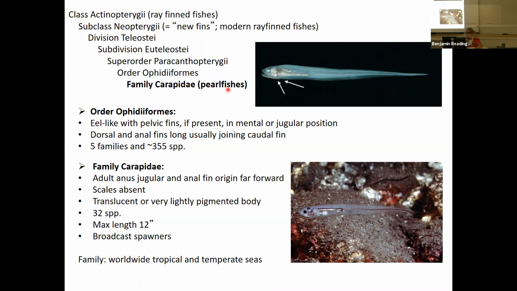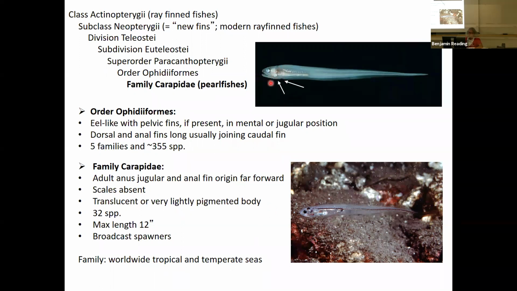So family Carapidae, the pearlfishes. The scales are completely absent on this fish, and they are translucent or very lightly pigmented. So you can see this Carapidae pearlfish here is almost translucent. 32 species, they get to about 12 inches in length. No parental care, they just release their gametes. External fertilization occurs outside of the body, and no parental care. These things have worldwide tropical and temperate sea distribution.